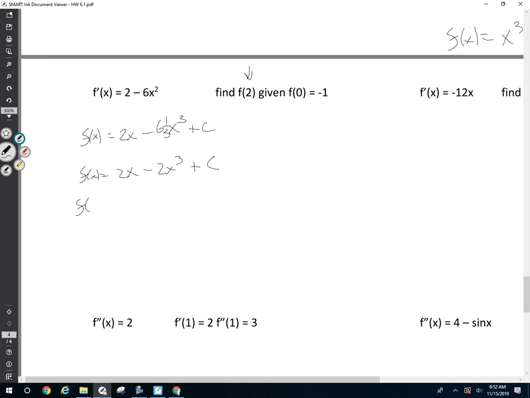I'm told that f of 0 is -1. So that's 0 minus 0 plus c. C is -1. So my function f of x equals 2x minus 2x cubed minus 1. And now I have to find f of 2. This is my goal. F of 2 will equal 4 minus 16 minus 1. So that's negative 12 minus 1, which is negative 13.